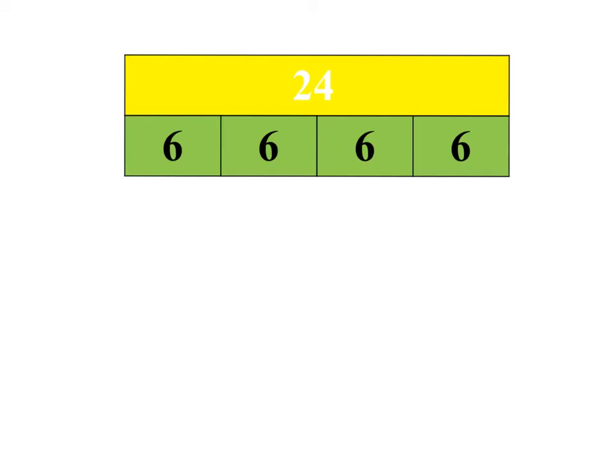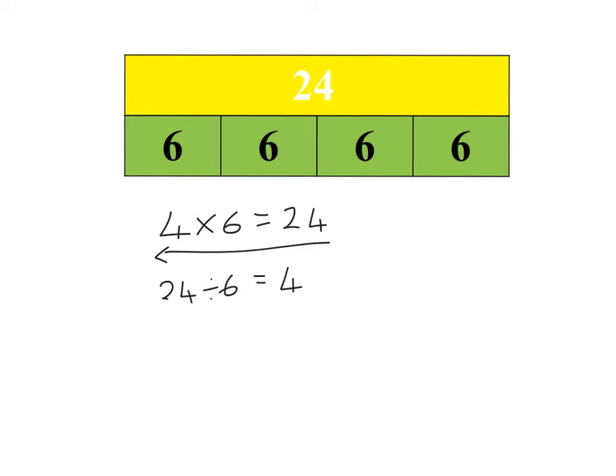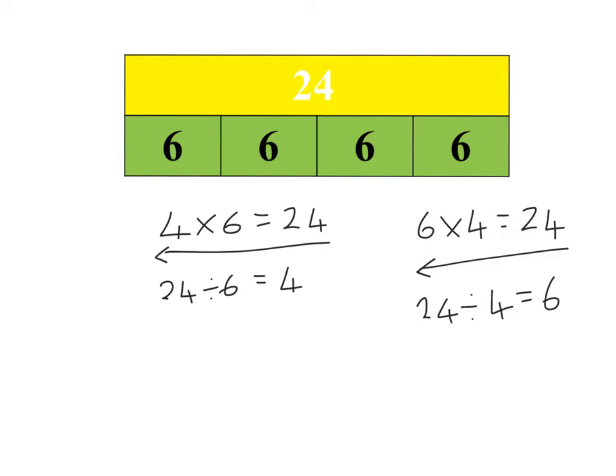So let's look at what you could be thinking here. So you've got, there's 4 lots of 6 is 24. Or you could be thinking of inverse, 24 divided by 6 is 4. Or you could be thinking 6 times 4 is 24. Or inverse again, 24 divided by 4 is 6. It's really important to notice this relationship.